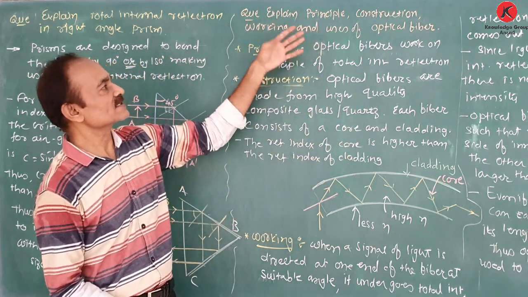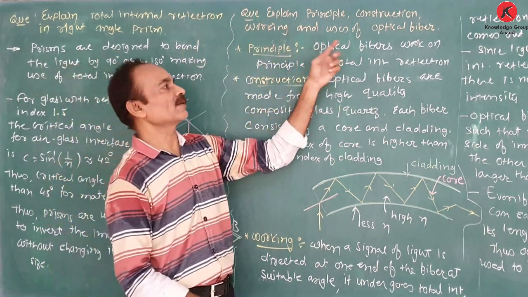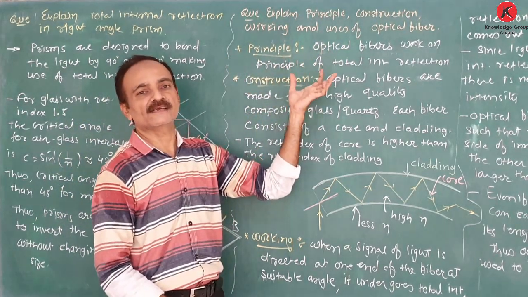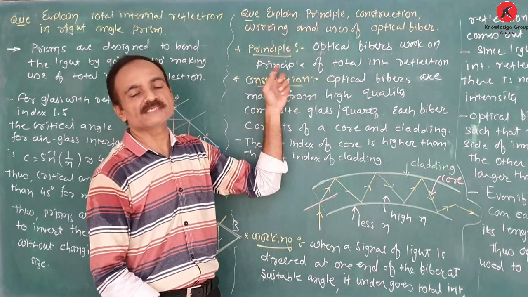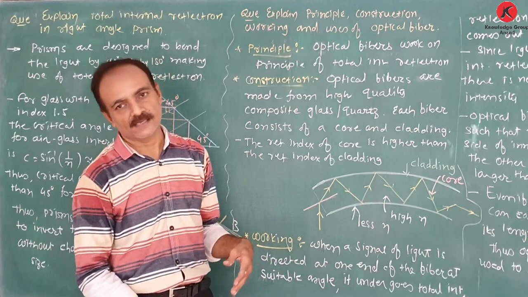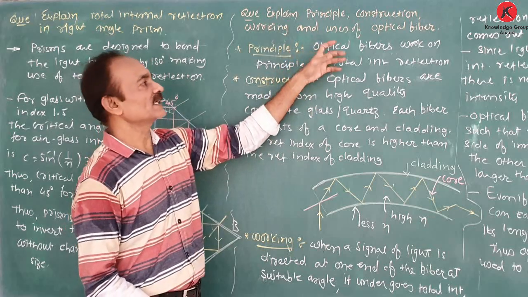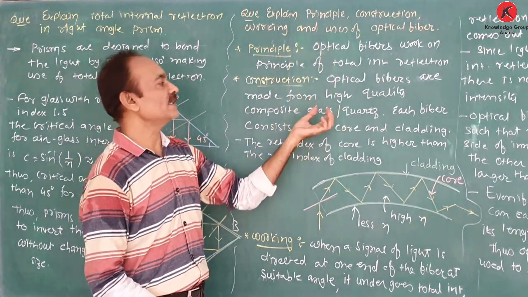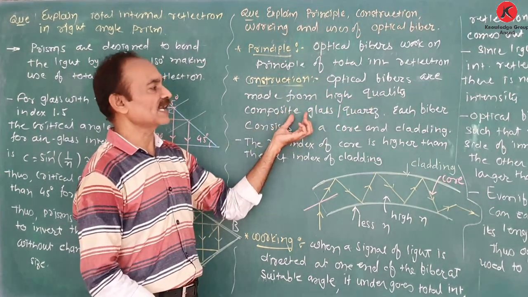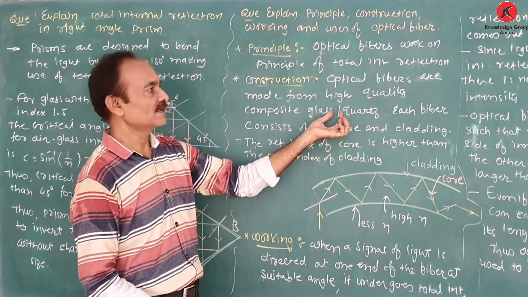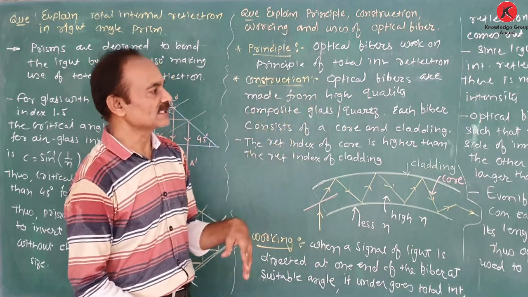Explain the principle, construction, working and use of the optical fiber. What is the principle? The principle of the optical fiber is total internal reflection. So the optical fiber works on the principle of total internal reflection. Now, how are the optical fibers prepared? Generally, optical fibers are prepared from high quality composite glass material or pure quartz material.